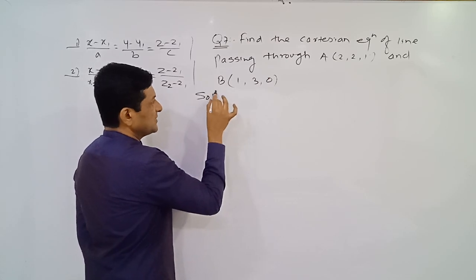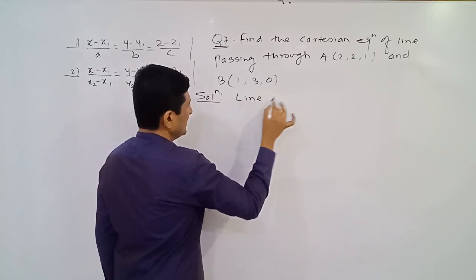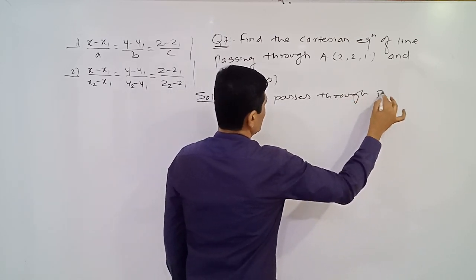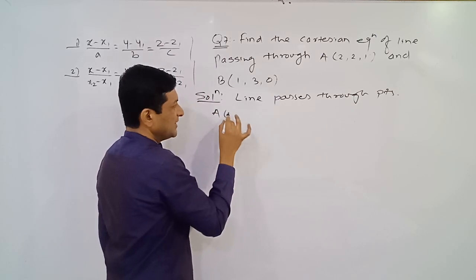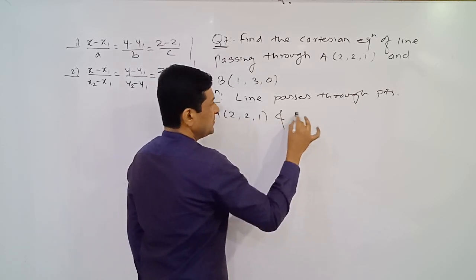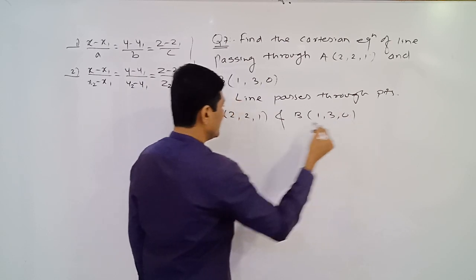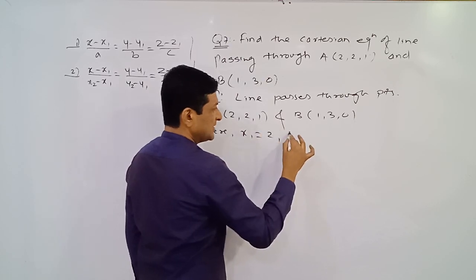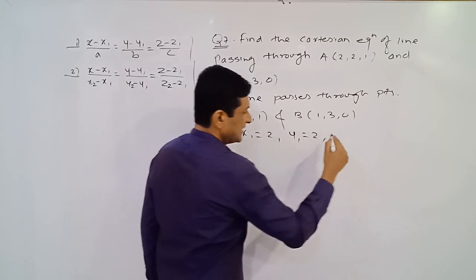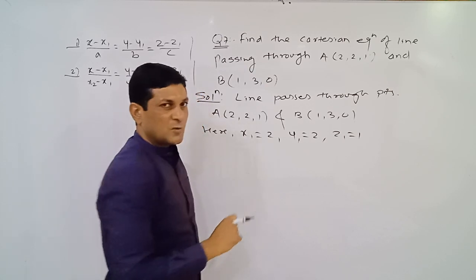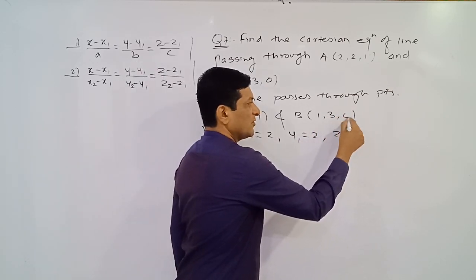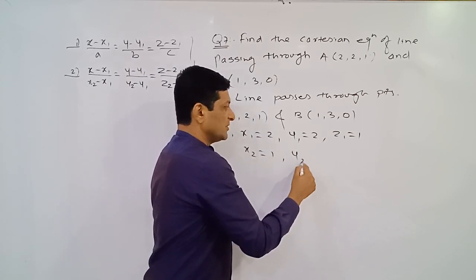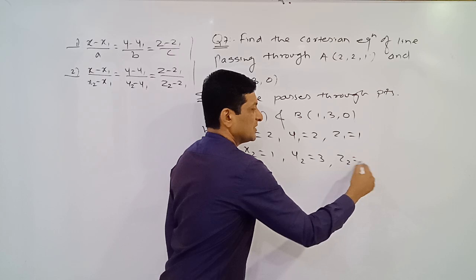So in this case it is given to us that the line passes through the points A having coordinates 2, 2, 1 and B having coordinates 1, 3, 0. So here we can say that x1 is equal to 2, y1 is also 2 and z1 is equal to 1. Now from the coordinates of point B, let us find x2, y2, z2. x2 is equal to 1, y2 is equal to 3 and z2 is equal to 0.